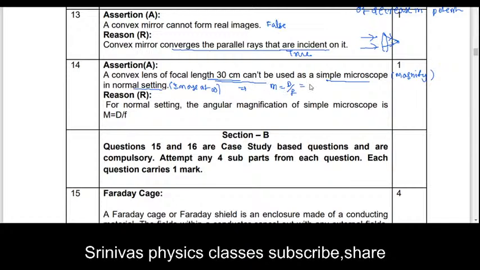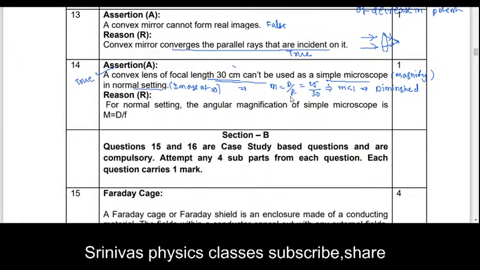Then for this purpose, take the magnification value. D is 25 centimeters, F is 30 centimeters. Then you will get a magnification that is less than 1. Magnification less than 1 means a diminished image forms. Actually, a microscope should magnify, so this is a true statement. Why can we not use the 30 centimeter focal length?